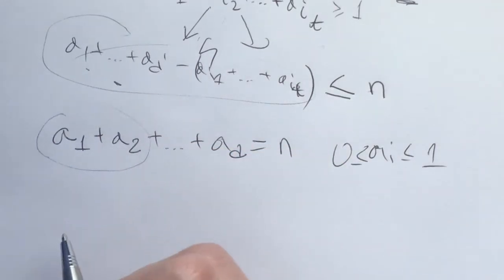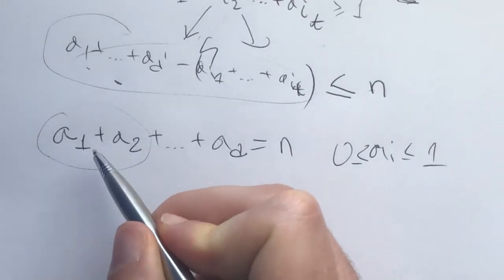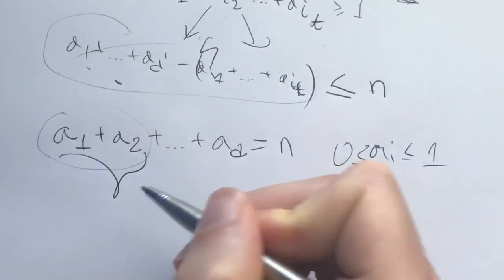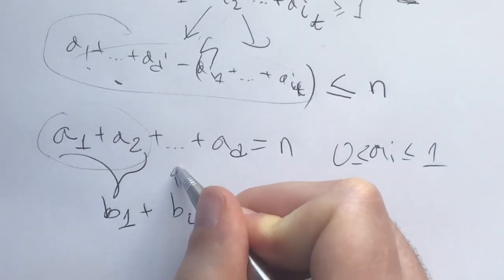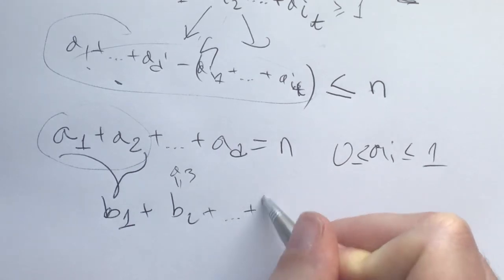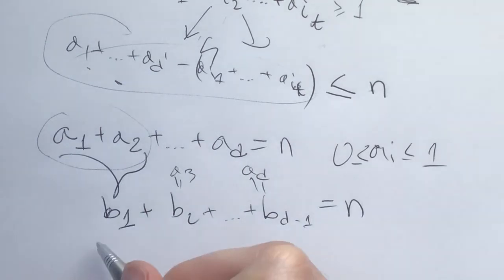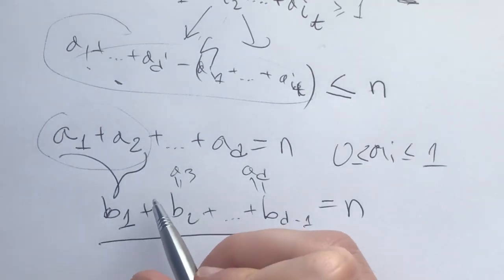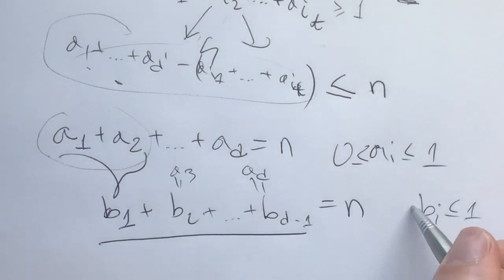That means their sum is less than or equal to 1. Now what does that mean also? Well, it means that if we combine these into some number b1 and make b2 equal to a3 and bd minus 1 equal to ad, then this is also a set of numbers such that bi is less than or equal to 1 and sums to n. It is also a part of our problem. It is just another case in the problem we're trying to solve.